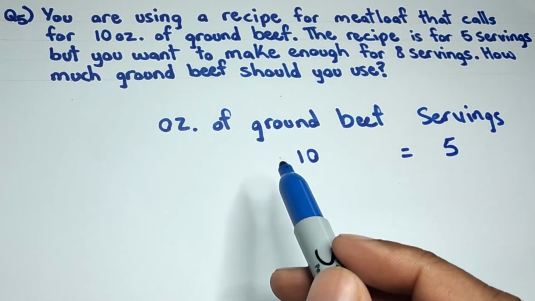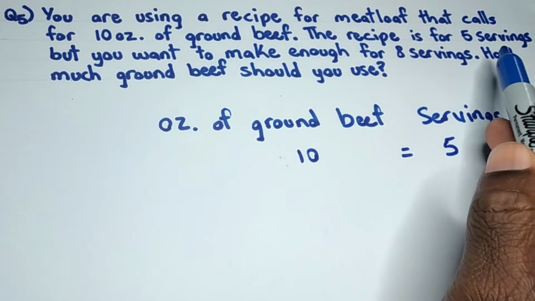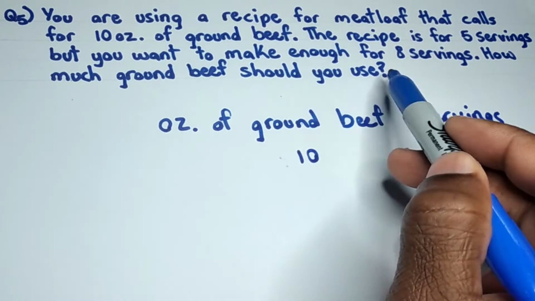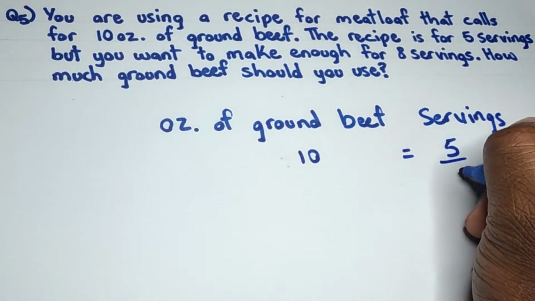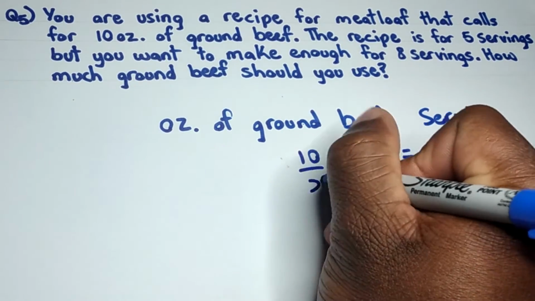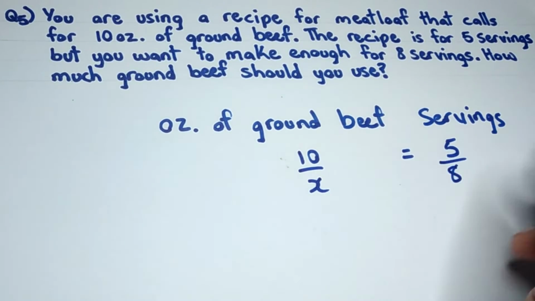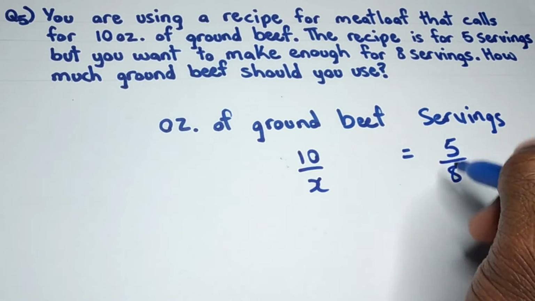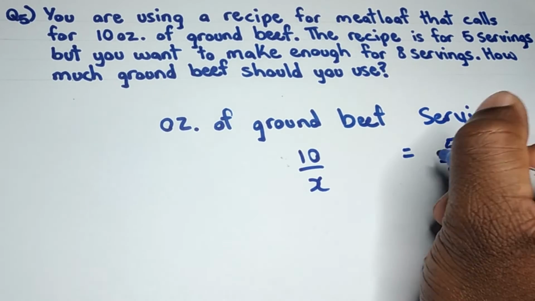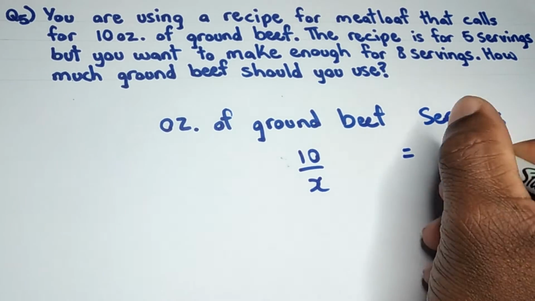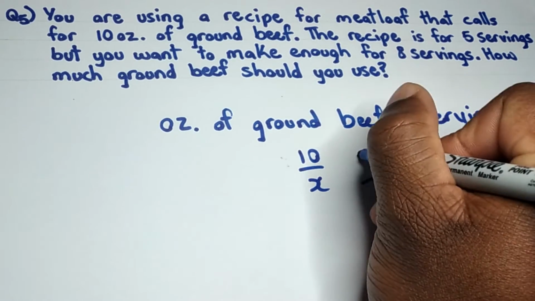Then they go on to ask us how much ground beef we should use if we want enough for 8 servings. So I want to know how much ground beef we'll need for 8 servings. So I have to put the 8 servings underneath the heading where we have servings. And being that this is a direct proportional problem, we can cross multiply.